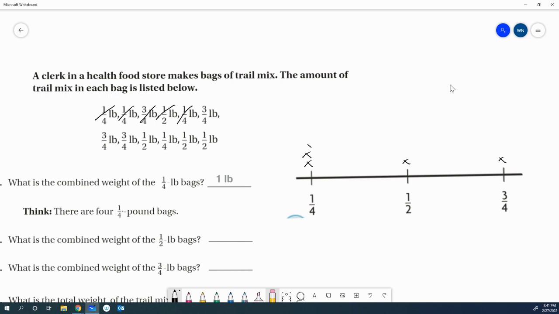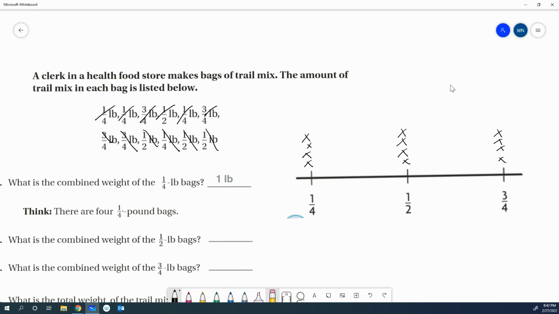There's 1/4 again. There's 3/4 again. 3/4 again. Another 3/4. There's 1/2. 1/4. 1/2. And 1/2 again. Let's go ahead and take a look at all of these that we have. I see I've got 4 1/4, 4 1/2, and 4 3/4. That's super evenly distributed. It usually won't be like that.